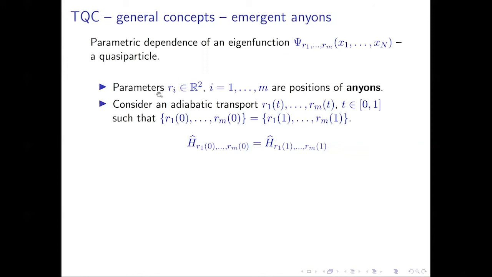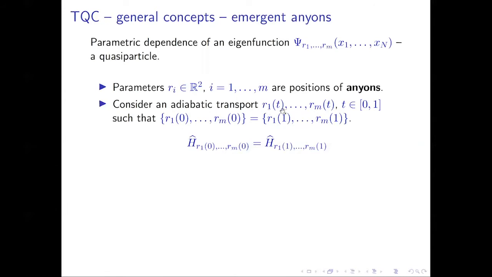So the main notion: we've got those parameters, and we say that those parameters are positions of sort of anyons. The abstract setting is that R1 to Rm are positions of some quasi-particles, and we call those particles anyons, and I hope I will motivate this name soon. The motivation starts now. We consider an adiabatic transport of such a wave function. Everything is nicely prepared for adiabatic transport because we have this energy gap. So if we slowly vary those coefficients, R1 to Rm, then we stay in the same eigenspace of the Hamiltonian, and we take such a curve in this parameter space, which is a loop. So it starts a loop.